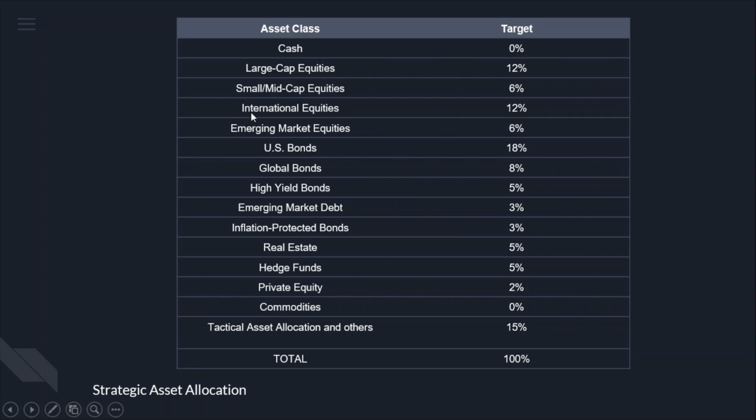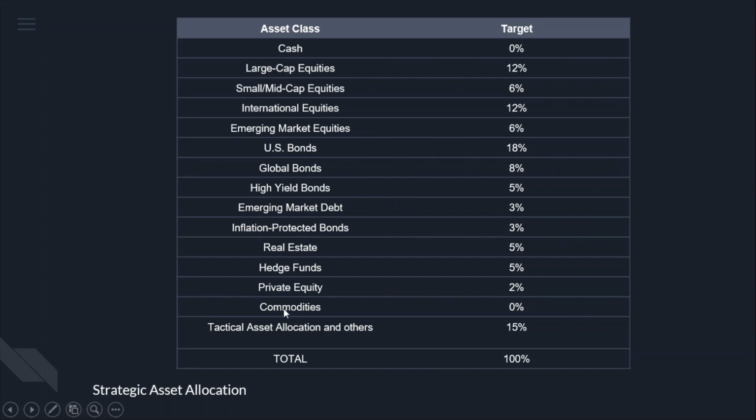And then meron din siyang international equities, emerging market equities, US bonds, global bonds, high yield bonds. Alam natin pag high yield, mga junk bonds, ano? Emerging market debt, inflation-protected bonds, wow. And then we also have real estate, a portion of hedge funds, which is 5%, private equity. Pag private equity, again, mas expensive, kaya nga 2% lang ito. And then 0% sa commodities.